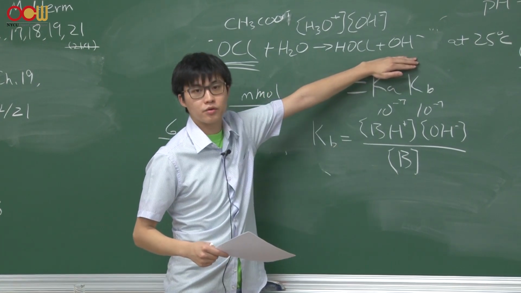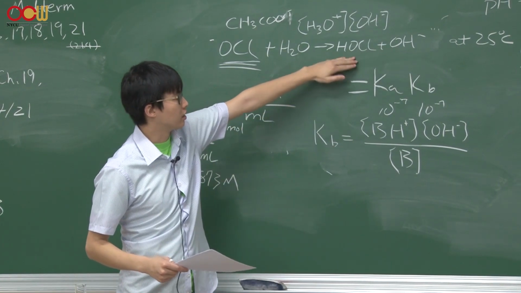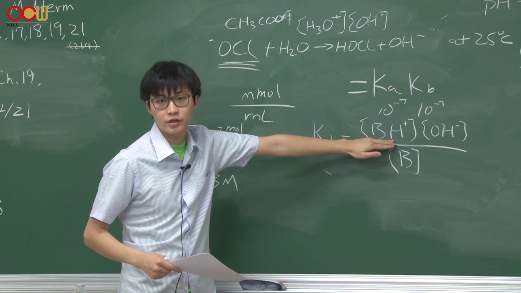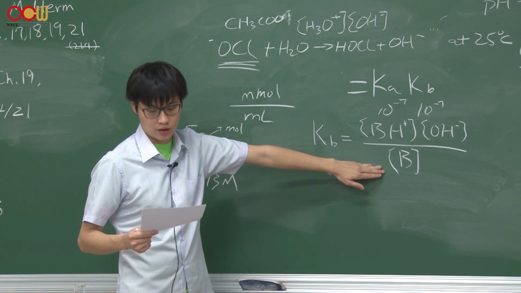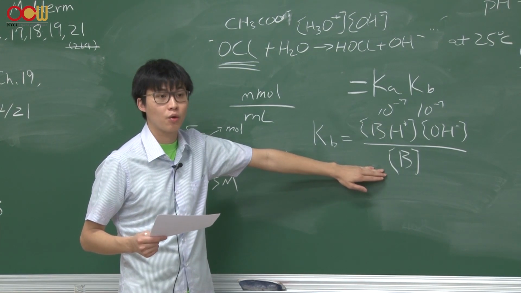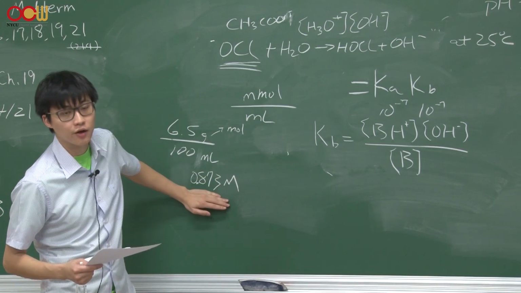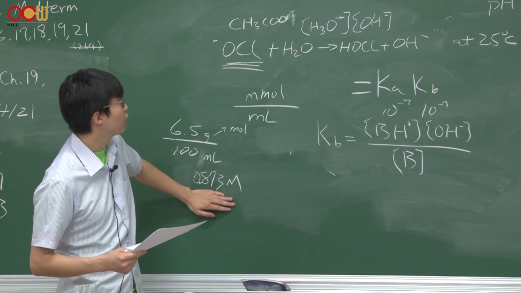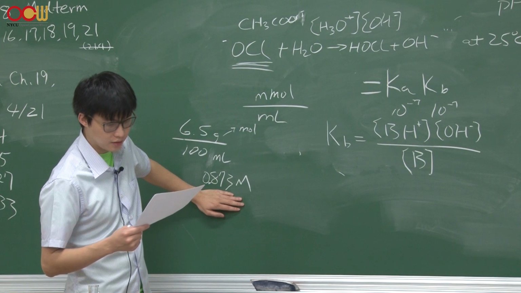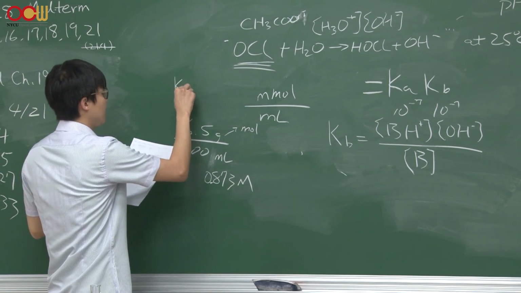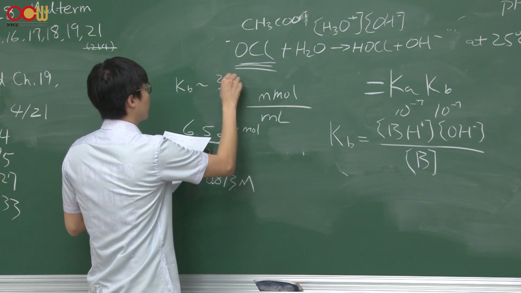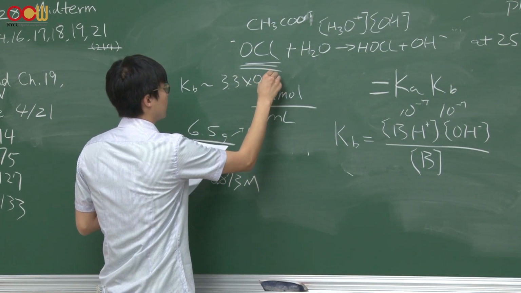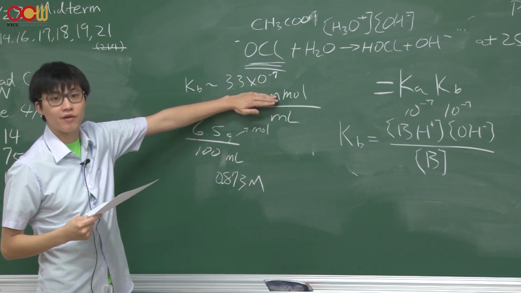This is the measure of OH. And this is your BH plus term because it picks up a hydrogen. And this is your concentration, right? So from the weight percent, we already know our concentration, which calculates out to be 0.873 mole, right? And if we look at our equilibrium constant, the Kb is about 3.3 to the negative 7. Okay, so that is a very small value, okay?